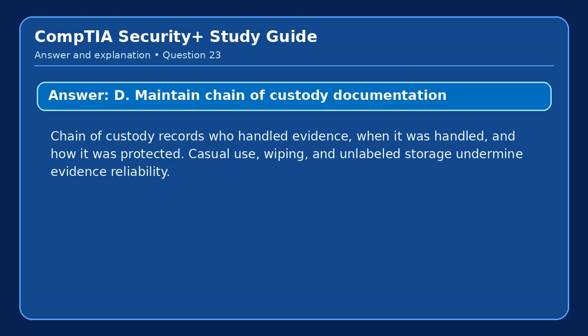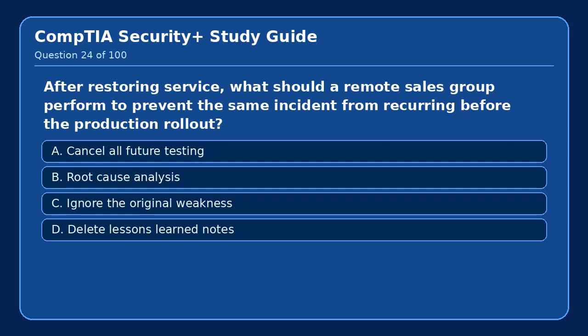The answer is B. Root cause analysis. Root cause analysis identifies the underlying issue and informs corrective action. Ignoring weaknesses, deleting notes, and canceling tests make recurrence more likely.